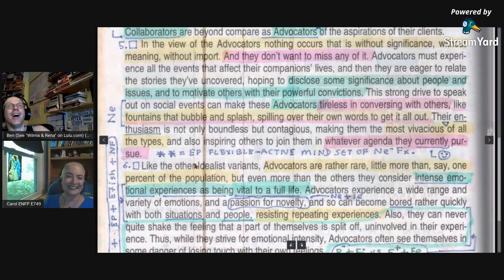In the view of advocators, or rather in the view of diplomatic collaborators, nothing occurs that is without significance, without meaning, without import, and they don't want to miss any of it.